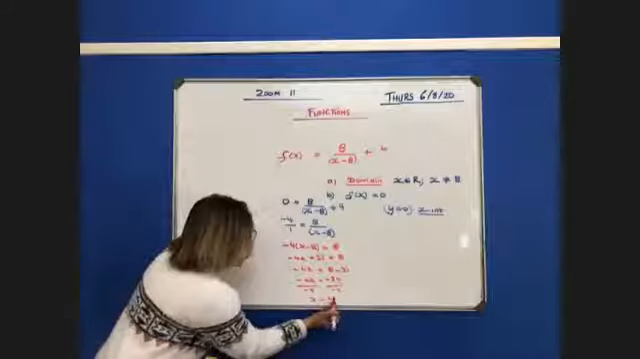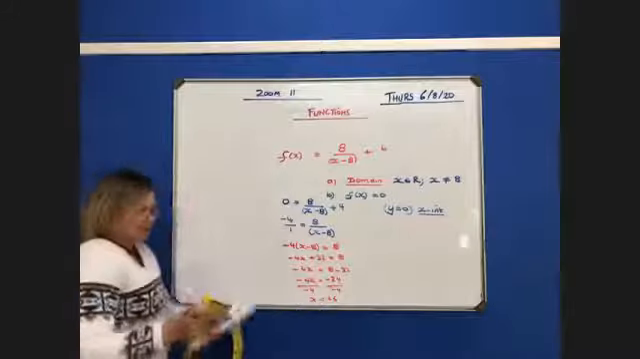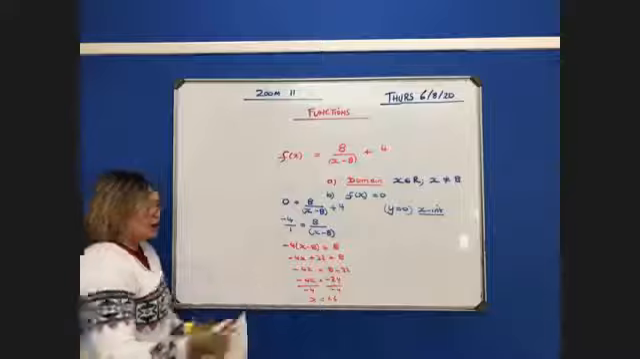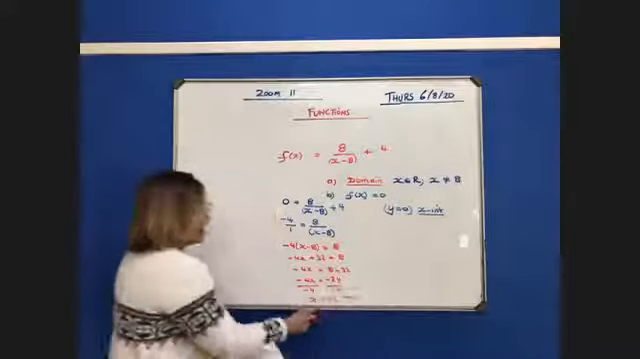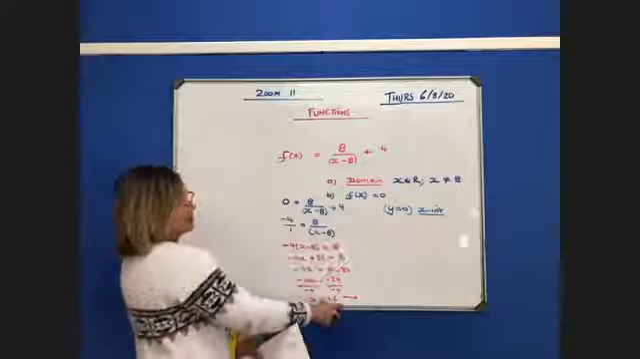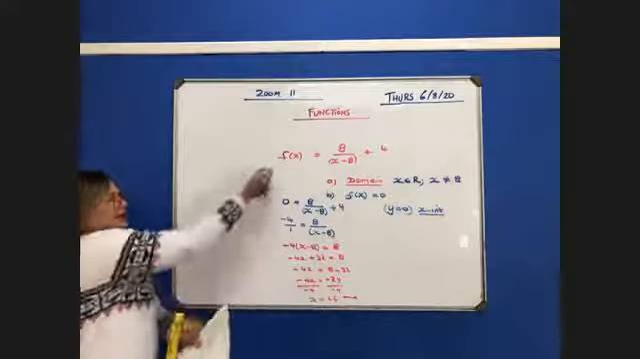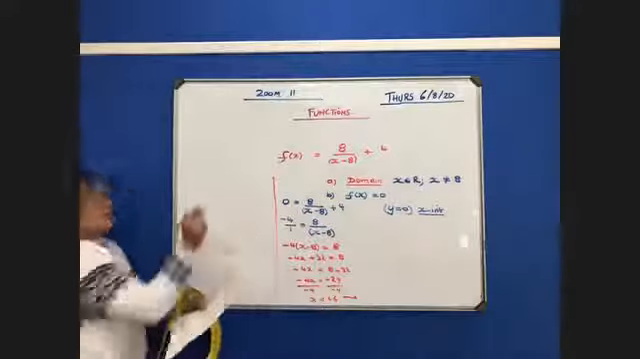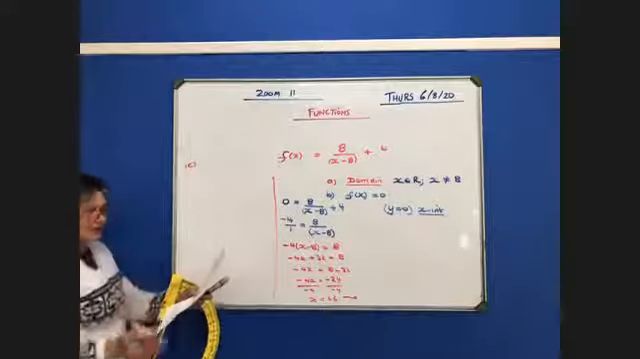6 4s are 24, so it's 6. Did they say as a coordinate? No. They just said for what value of x if f of x is 0. That's your x-intercept.